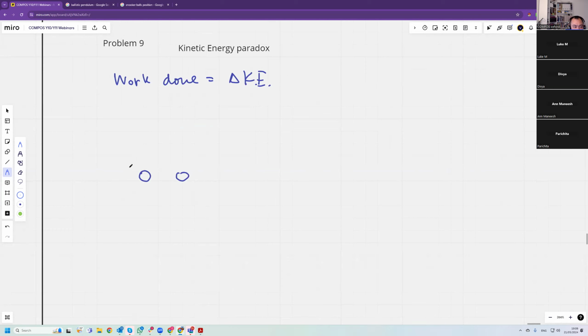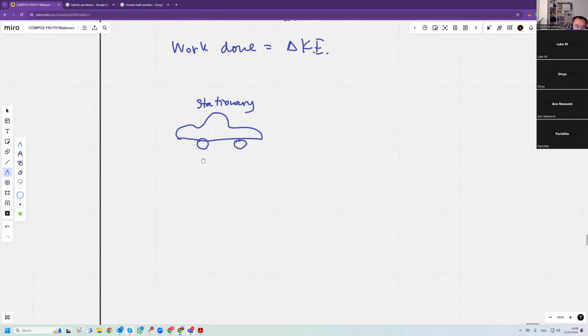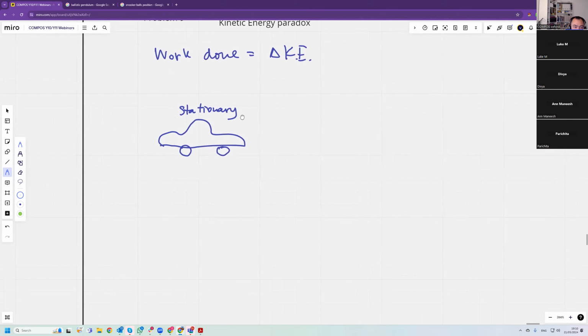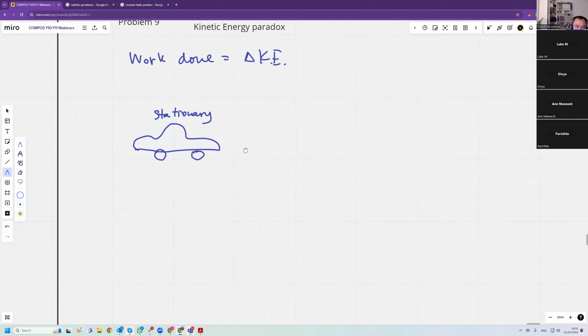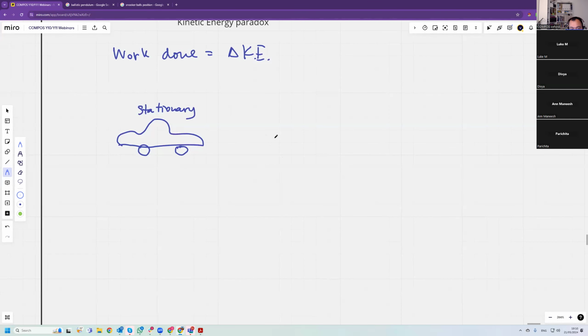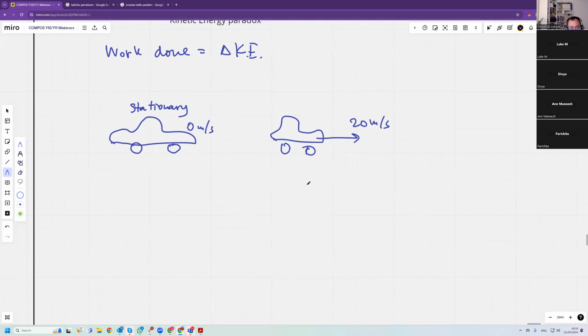Let's say we have a car and it's stationary. Let's say for simplicity, and it starts to accelerate. This car starts to accelerate and it reaches 20 meters per second. So 0 meters per second, this is 20 meters a second. Okay. Fine so far.